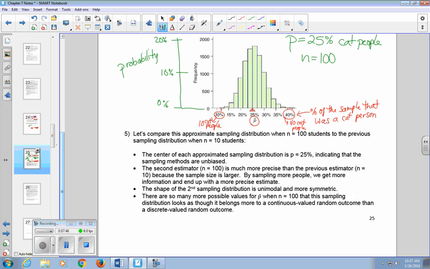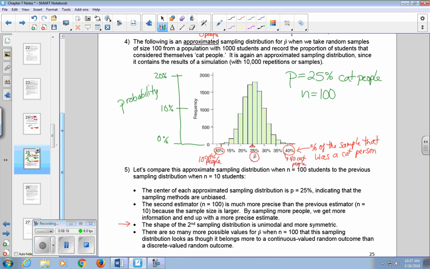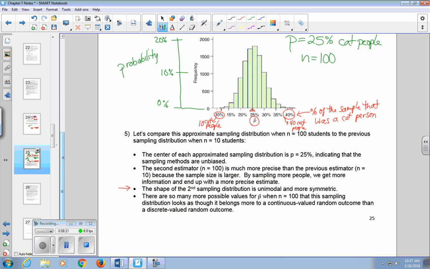And the third bullet down here, the shape of the second sampling distribution is unimodal and a little bit more symmetric. And the last one, there are so many more possible values for p-hat when the sample size is 100, that this sampling distribution looks as though it belongs more to a continuous valued random outcome than to a discrete valued random outcome. So if you take a closer look at both of these, just notice up in this first one, there's some gaps between the bars, making it look like it's discrete. Okay. Second one, those gaps disappear. That's why it begins to look more like a continuous valued random outcome.